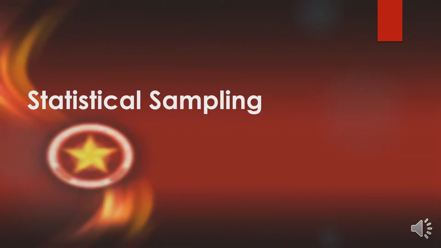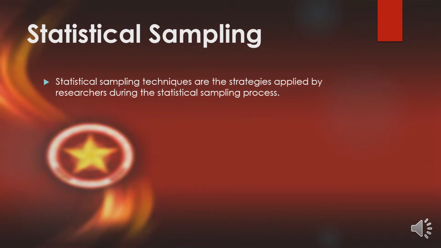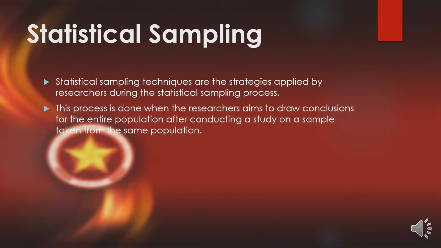The second tool and technique for quality control is statistical sampling techniques. These are the strategies applied by researchers during the statistical sampling process. This process is done when the researchers aim to draw conclusions for the entire population after conducting a study on a sample taken from the same population.